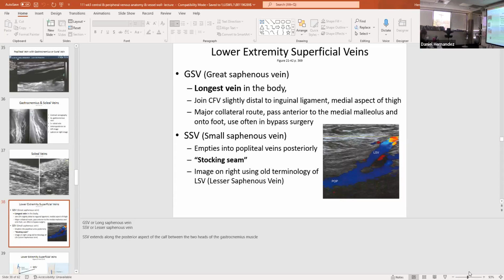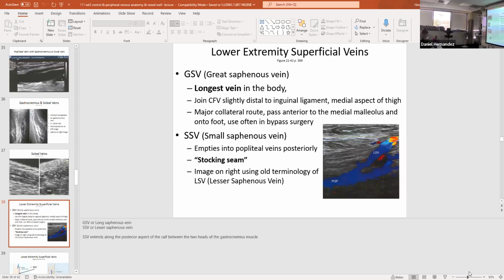So the other superficial vein that we have is the small saphenous vein. Some of the older terminology is the lesser saphenous vein. So we have great saphenous, lesser saphenous, or small saphenous. This one empties directly into the popliteal. It's commonly referred to as a stocking seam vein, because it runs directly along the middle of the back of the calf, straight up and down along the middle of the back of the calf.